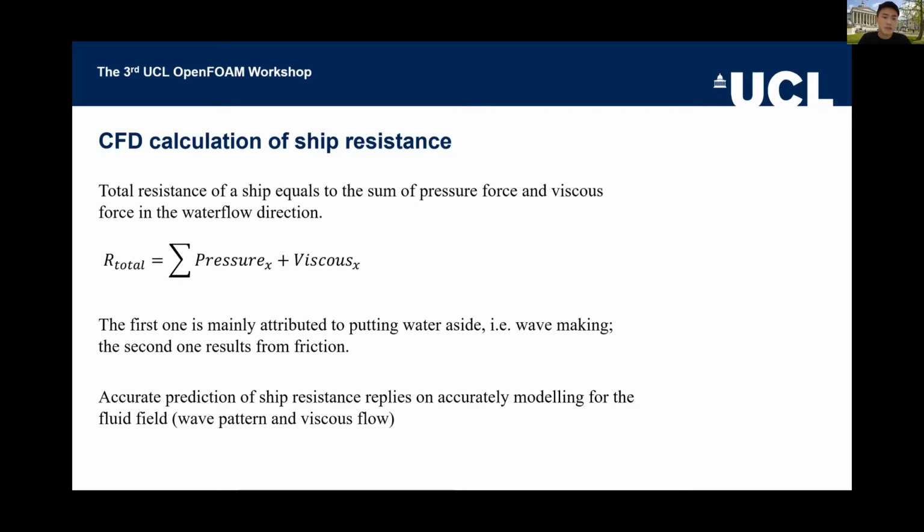Ship resistance, when a ship is advancing in water, comes from two parts. In CFD, it's the pressure part and the viscous part. The pressure part is, you can imagine, when the ship is advancing in the water, it will push the water aside, so it breaks the water, or we call it wave making. The second one is when the ship is moving in the water, the water beside the ship gives it friction, so it's a viscous force. So to accurately predict ship resistance in CFD is actually to accurately model the fluid field, and then we would know how to calculate the pressure force and the viscous force. So this is the whole idea.